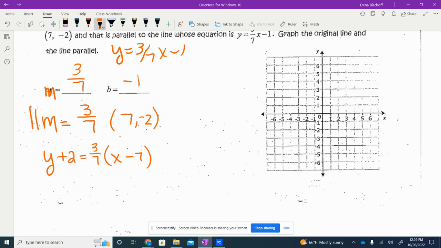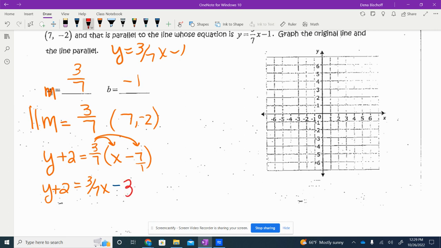We have to write this equation in slope-intercept form and then graph both of those lines. So I'm going to distribute. So I have y plus 2 equals 3/7 x. Remember, this is 7/1. So 3 times -7 is -21. 7 times 1 is 7. What does 21 divided by 7 equal? 3. So this is really just going to be 3 minus 3.